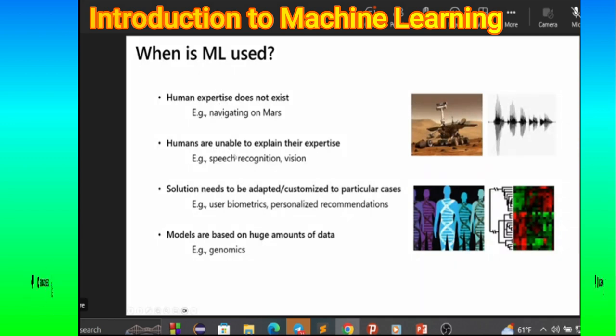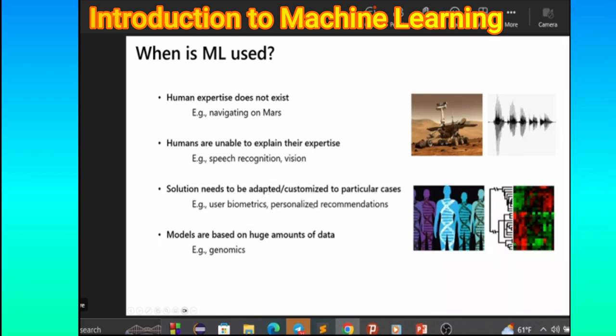And also when humans are unable to explain their expertise, for example, in speech recognition and in vision, it's very difficult because this is the most complex area. In that case, you would use machine learning models. And also when solutions need to be adapted or customized to particular cases, for biometrics and for personalized recommendations.